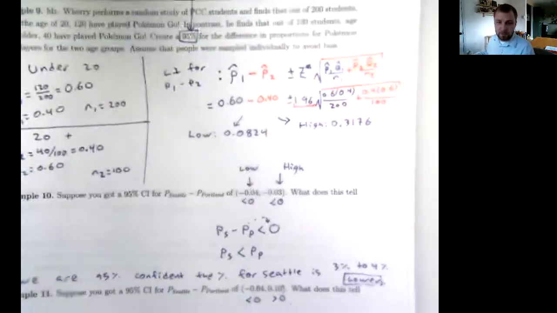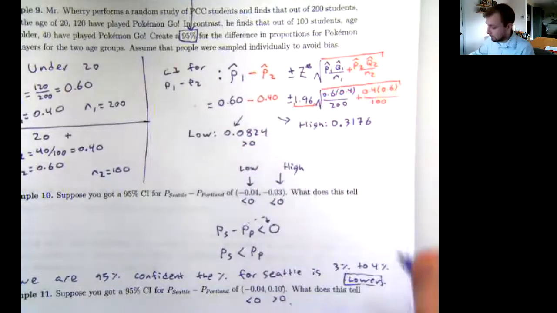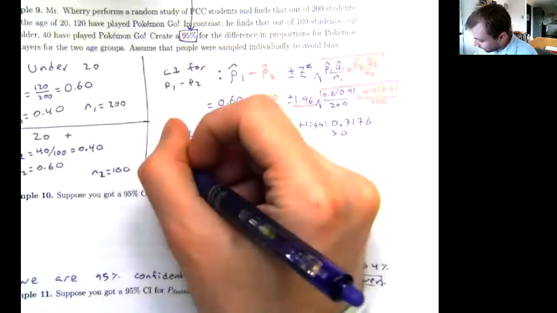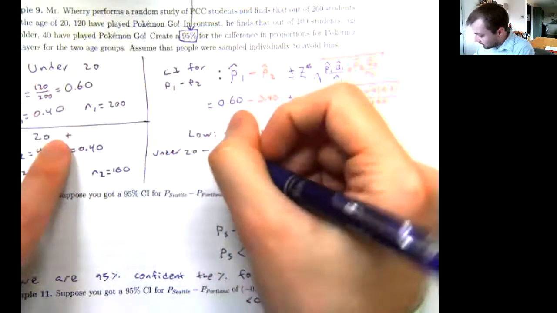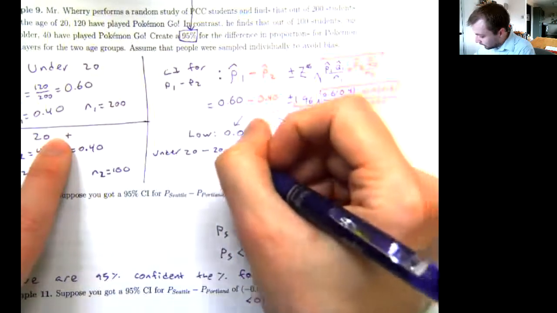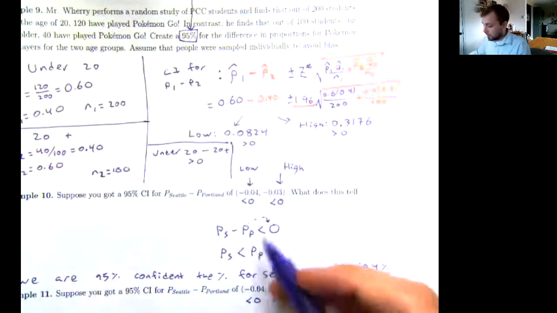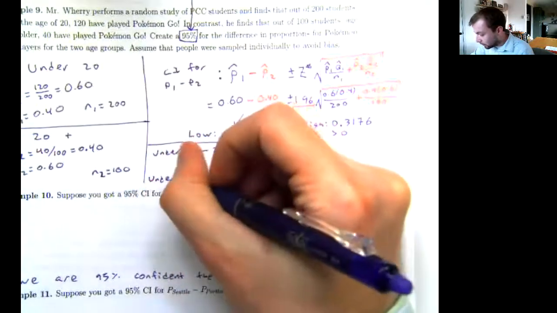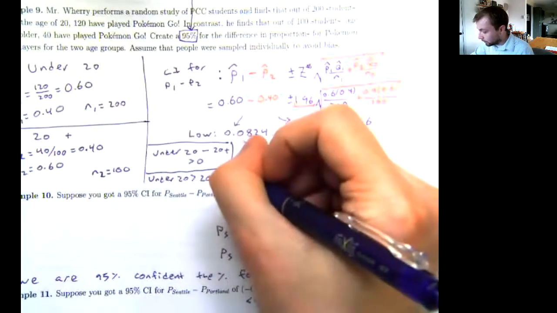When I'm looking at these results, I'm noticing that this is bigger than 0, it's a positive number, and this is bigger than 0. So when I'm comparing the two things, I've done my under 20 group minus my over 20 group, and I got that that was greater than 0. Moving this symbol to the other side, this tells me that the under 20 group plays Pokemon Go more than the 20 and over group.